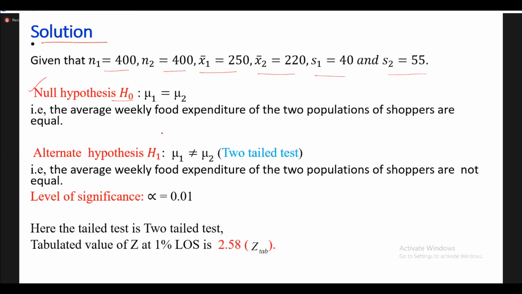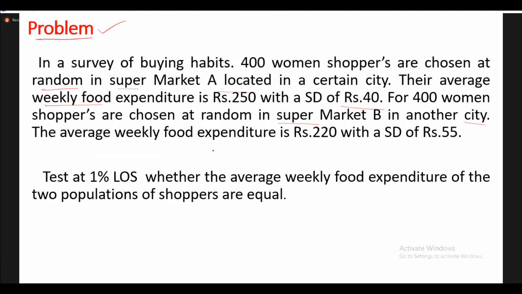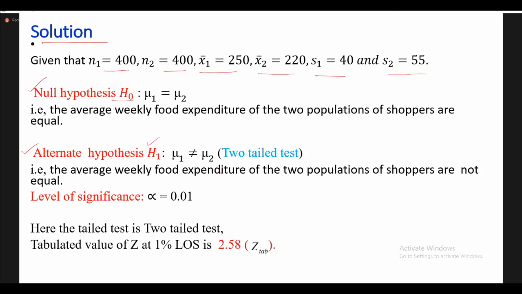The next step is the alternative hypothesis H1. All of you see the previous problem. Previously they gave some condition, but here they didn't give any. That means you can take the alternative hypothesis as mu1 is not equal to mu2. H1 is a not-equal-to type, so the test is a two-tailed test.